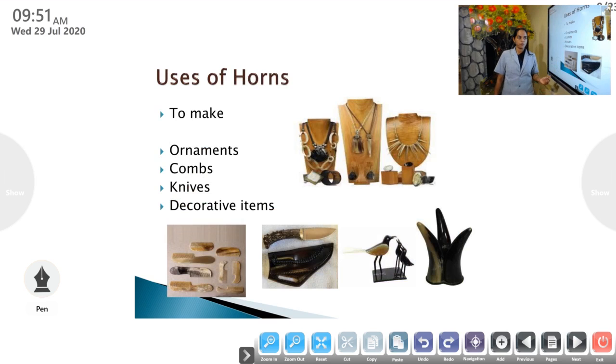Let us see the uses of horns. You all might have seen these type of products made from horns. Horns are used to make ornaments, then combs, knives and decorative items.